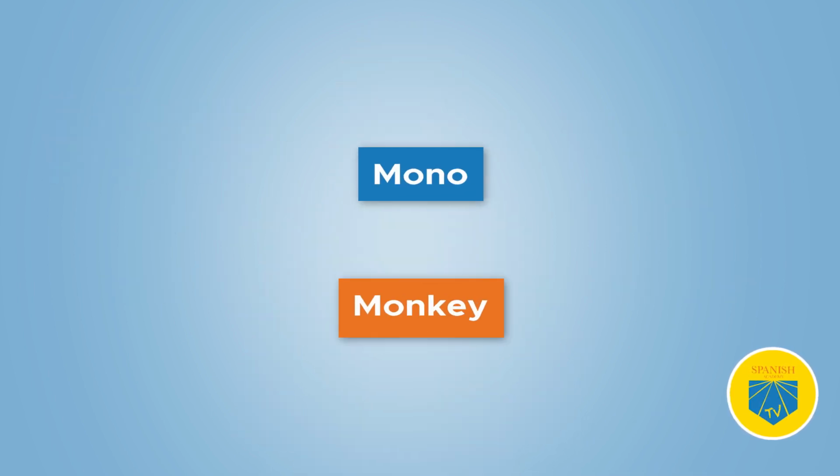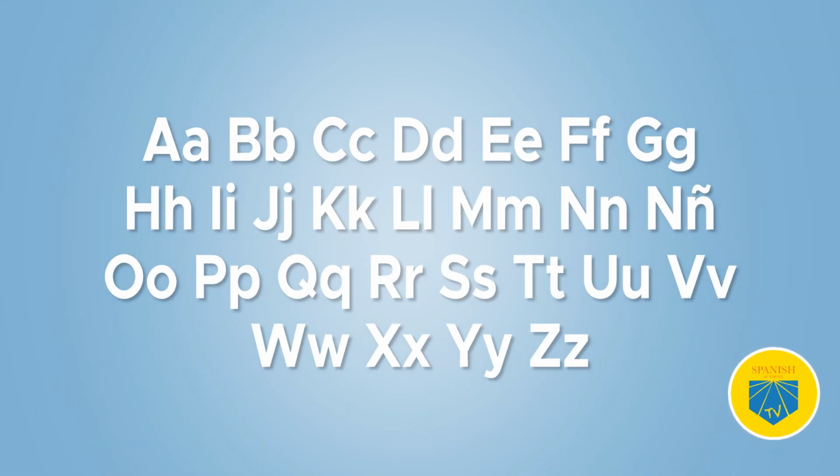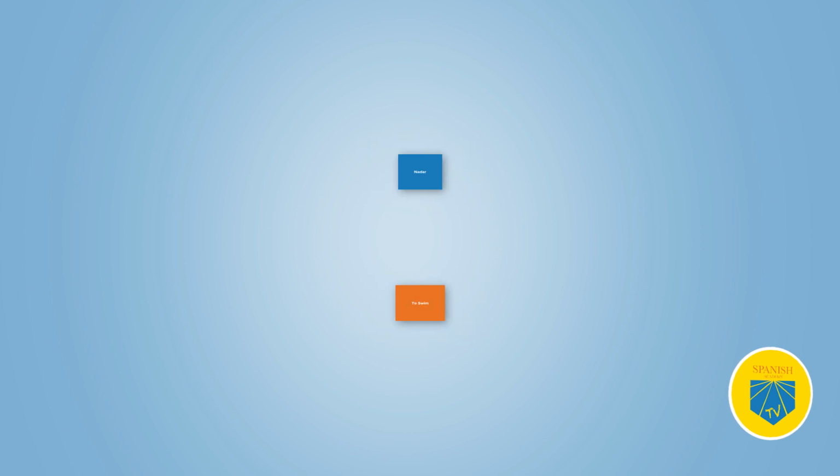Practice with these words. Mono. Madre. After the letter M comes the letter N. Practice with these words. Nido. Nadar.